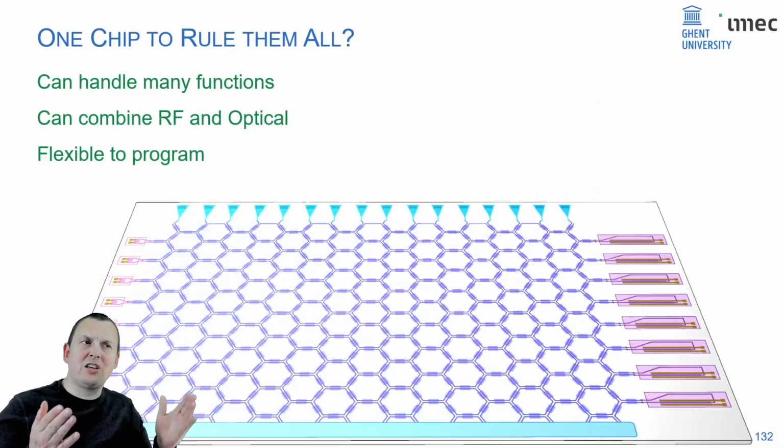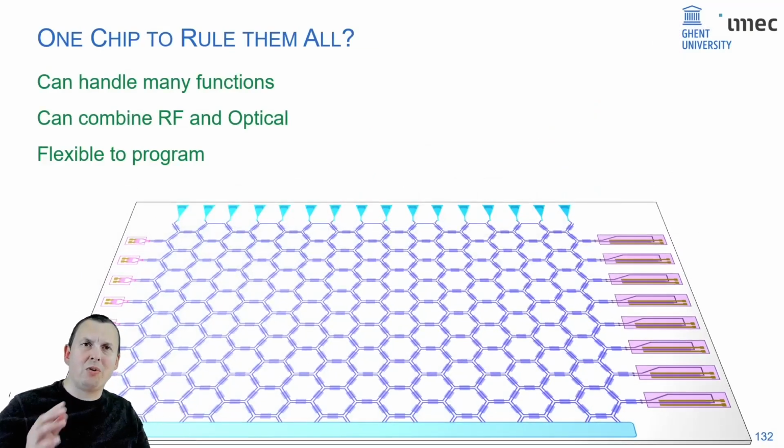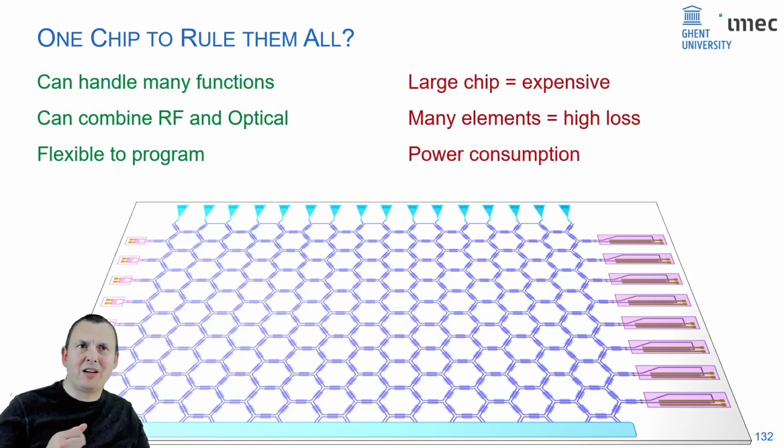Now, does this give us the single chip that can basically do everything we want? Well, in a way, yes. It can handle a lot of functions, combine optical and microwave functions. It's flexible to program, but it's also going to be a large chip. So it might be expensive, it might have somewhat higher loss than a dedicated chip, and it might have higher power consumption.